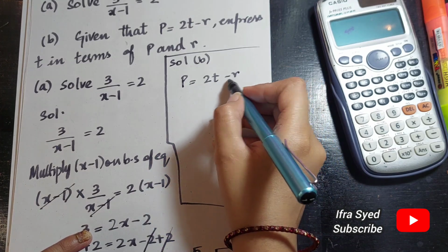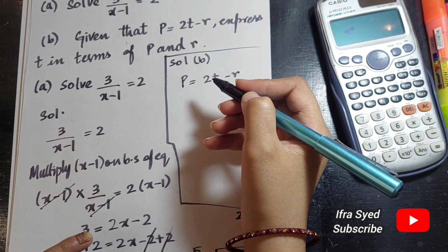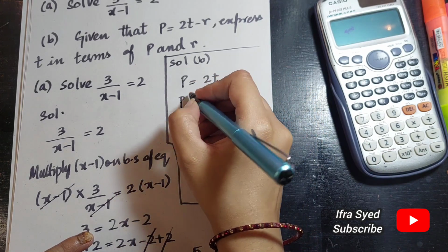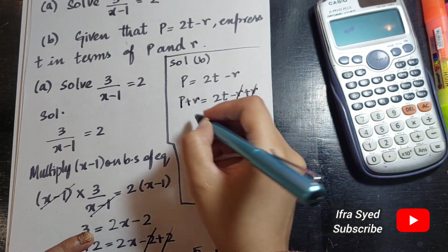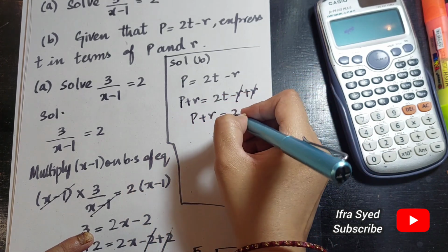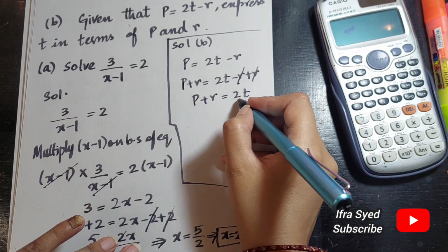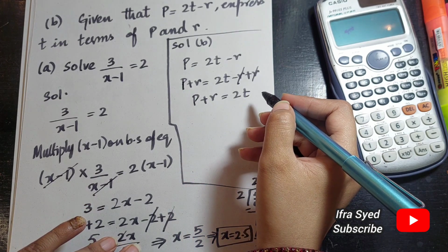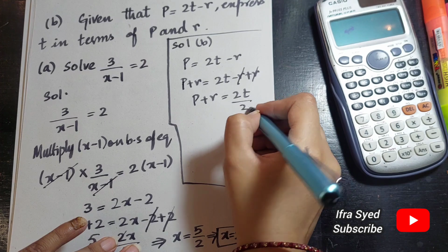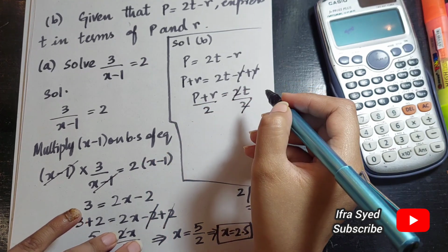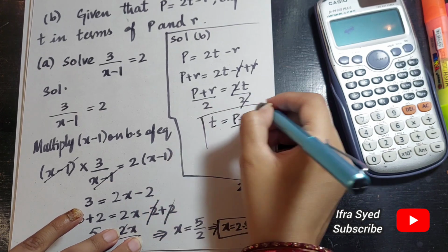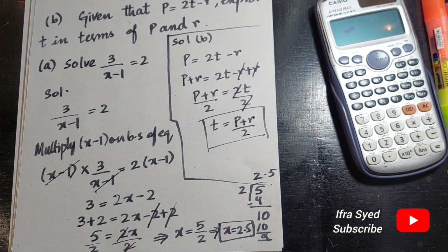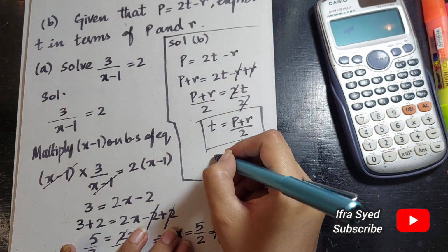So first of all we remove this minus r from here, so that's why I'm adding r on both sides. So P plus r is equal to 2t minus r plus r. These two will be cancelled out, and now we have P plus r is equal to 2t. Now I don't need this 2 with this t, because I want the value of t. So that's why I'm dividing 2 on both sides. These 2 will be cancelled out. Now I have t is equal to P plus r divided by 2. As you can see, we expressed t in terms of P and r, and this is our answer.